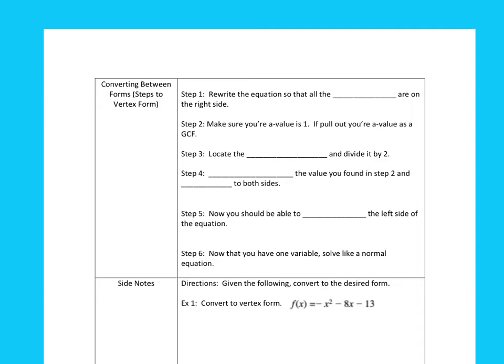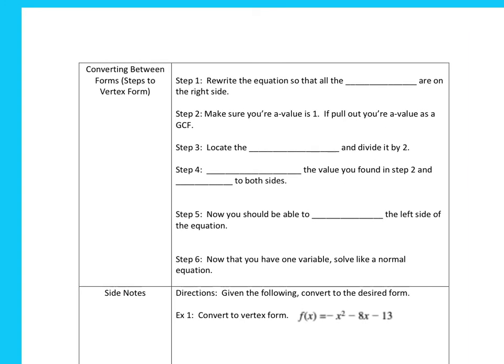For right now, we'll fill these in, but my method is going to be a little shorter than this. Rewrite the equation so that all of the constants are on one side. It doesn't necessarily have to be the right side, just on one side, and set equal to 0. Make sure that your a value is 1. If you don't have an a value of 1, on the test it's only going to be 1 for your a value, so we're not going to worry about pulling out a GCF right now.